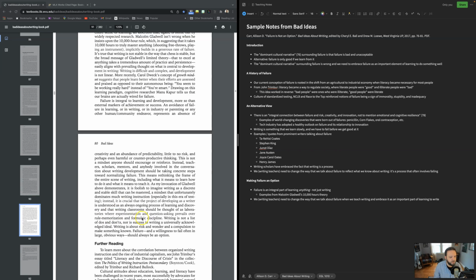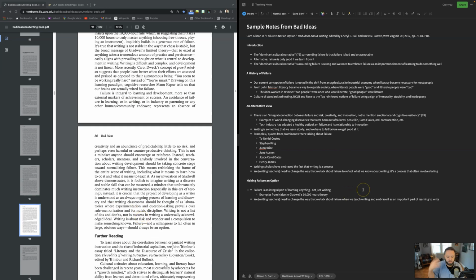And then she finishes out her essay, her article, chapter, whatever you want to call it, by reinforcing this argument that we as writing teachers need to change the way that we talk about failure when we teach writing, and we need to embrace it as an important part of learning how to write, because it is an essential part of learning how to write. Failure is an option. It's not just an option, it's something that has to happen.